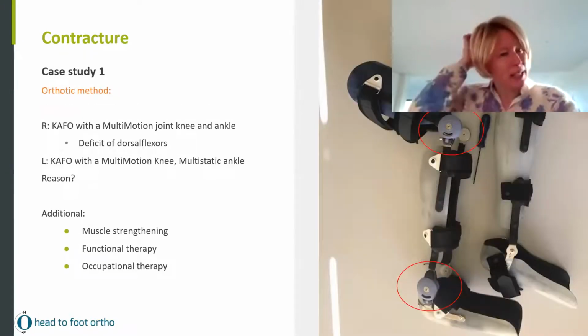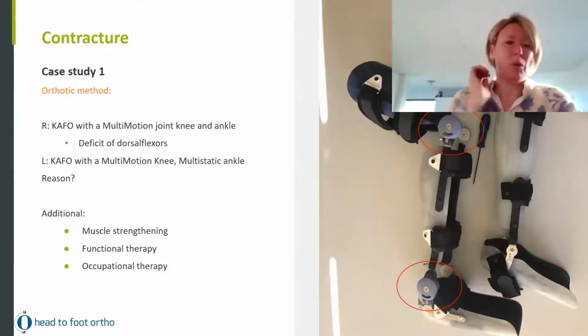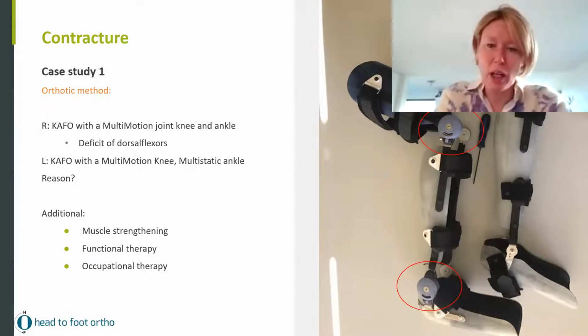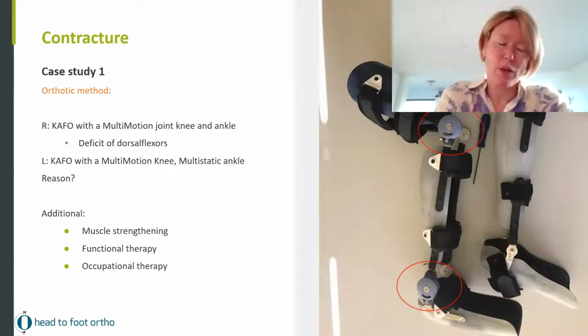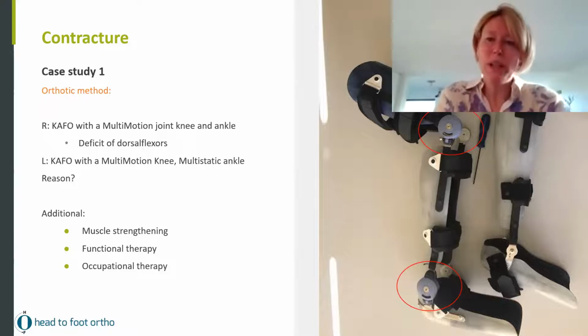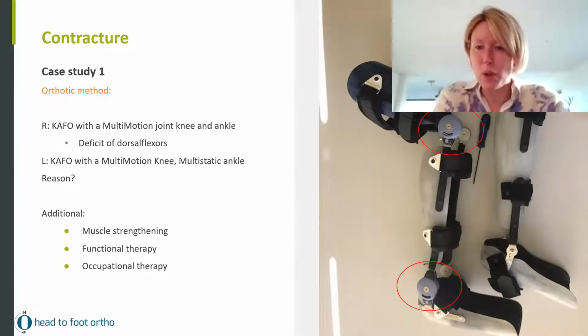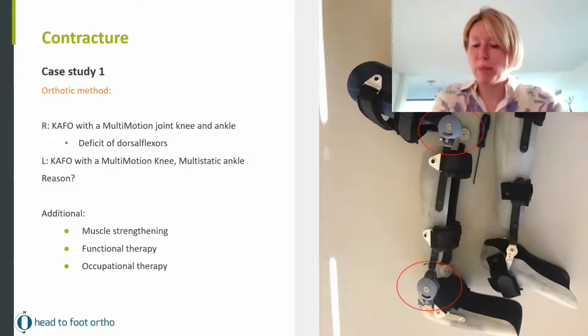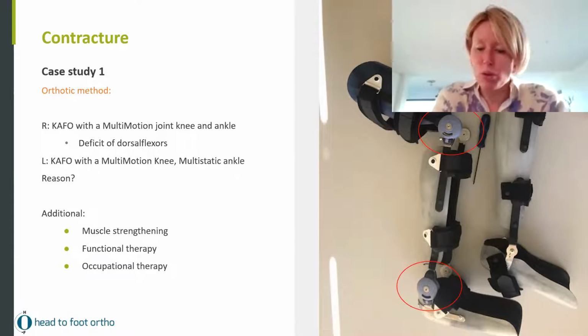What did we do in this case study? Well, we just applied here a double multimotion on the right side and a multimotion and multistatic on the left side. That was because there was not a problem in her ankle at the left side. And we also asked PT and OT to do more functional and occupational therapy and to do more muscle strength while we were treating as well.